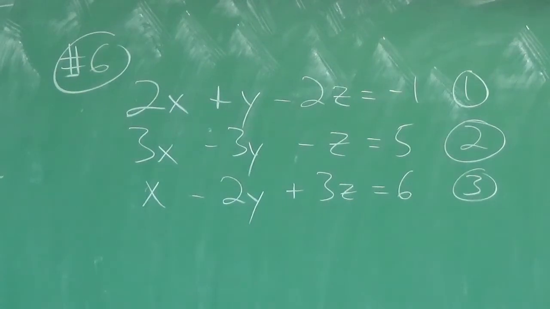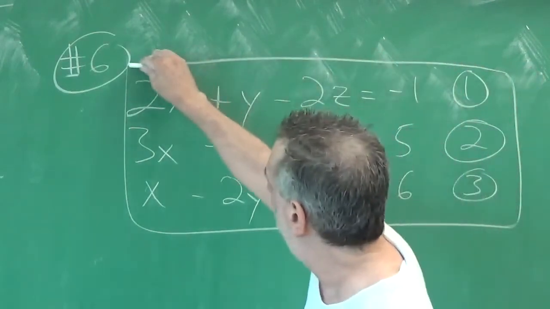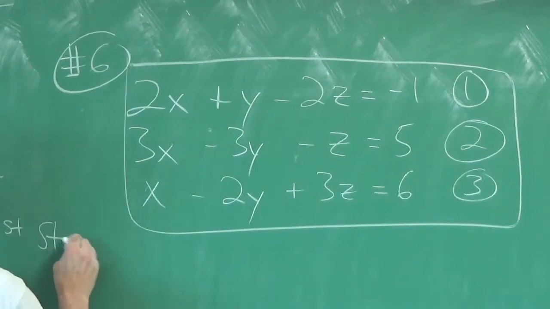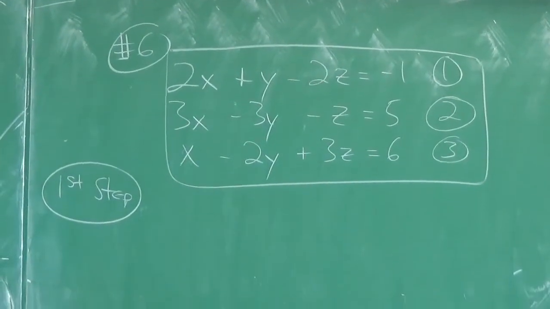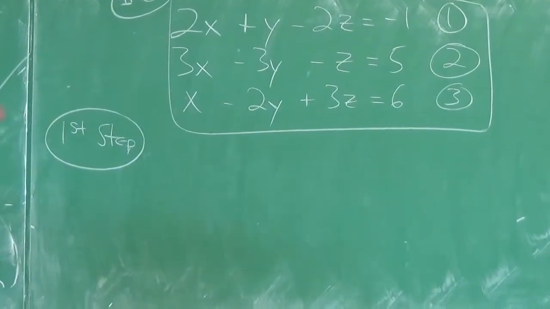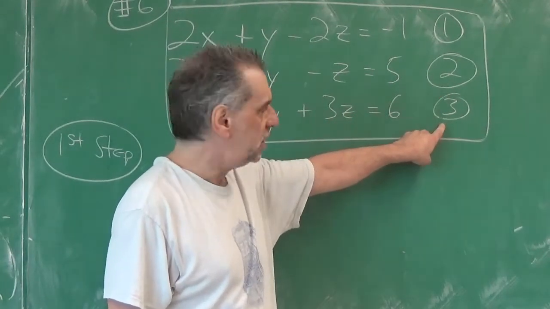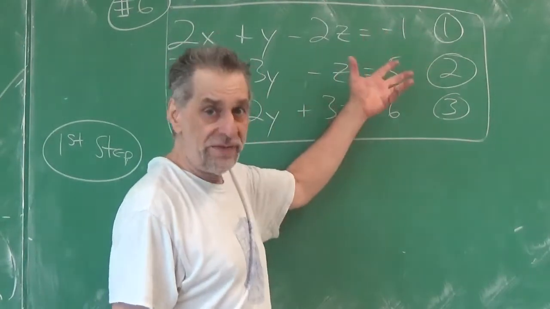Okay, so that's the question. Here's a system of 3 equations, 3 unknowns. We are asked to come up with that x, y, z that makes all 3 of these true. Okay, so this is sort of a lengthy procedure, so let's put out these steps. First step is you're going to choose 2 of the equations, any 2 of the equations. So you can choose 1 and 2, you can choose 1 and 3, you can choose 2 and 3. Those are your 3 choices. Choose any 2 equations and eliminate any one of the variables.